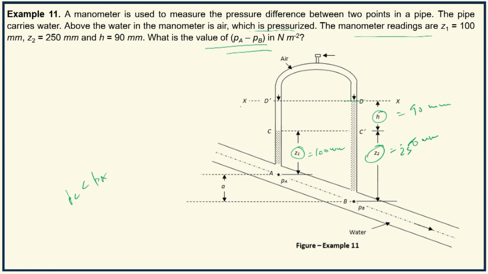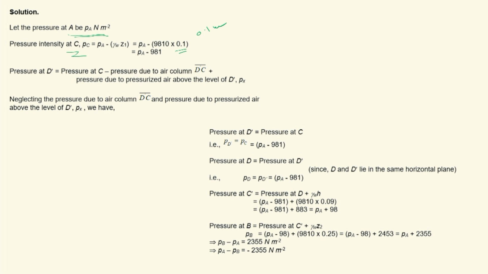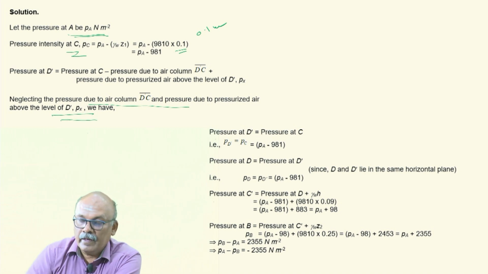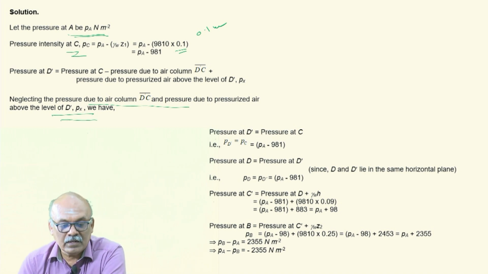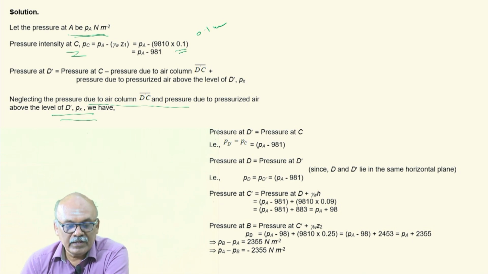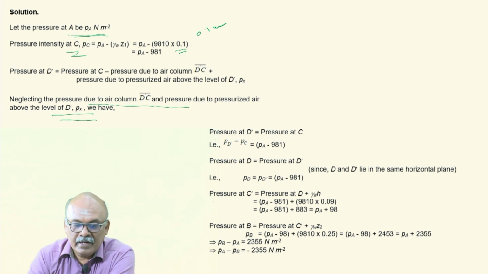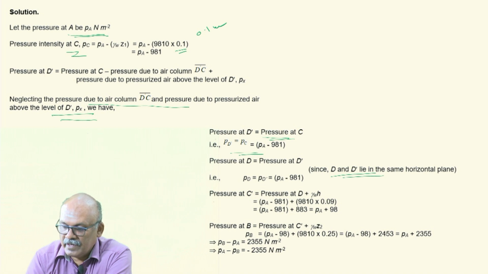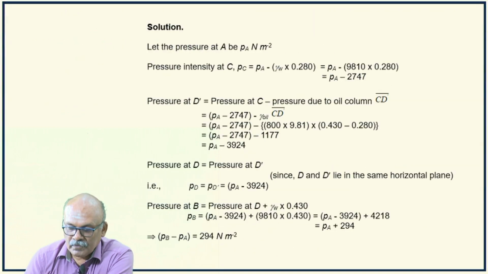So D dash, what is pressure at D dash? Pressure at D dash is equal to pressure at C minus the pressure due to the air column in CD dash. Again we can neglect the pressure due to air column because air has a very low specific weight, and therefore the pressure due to that air column is very small and can be neglected. So pressure at D dash is equal to pressure at C. So PD is equal to PC, that is PA minus 981. Pressure at D is equal to pressure at D dash because D and D dash lie in the same horizontal plane.